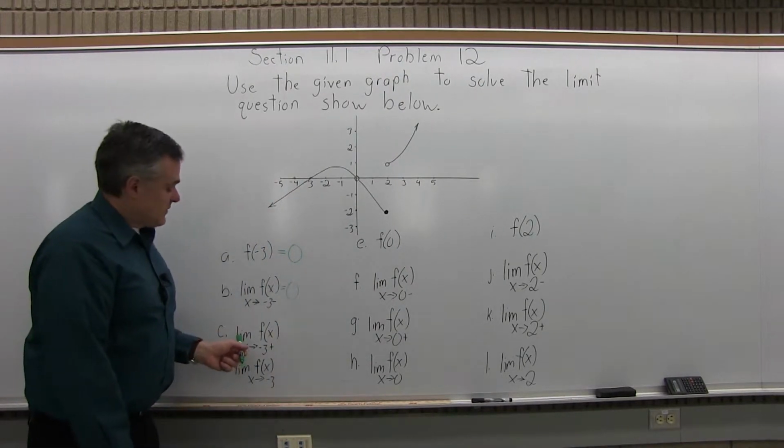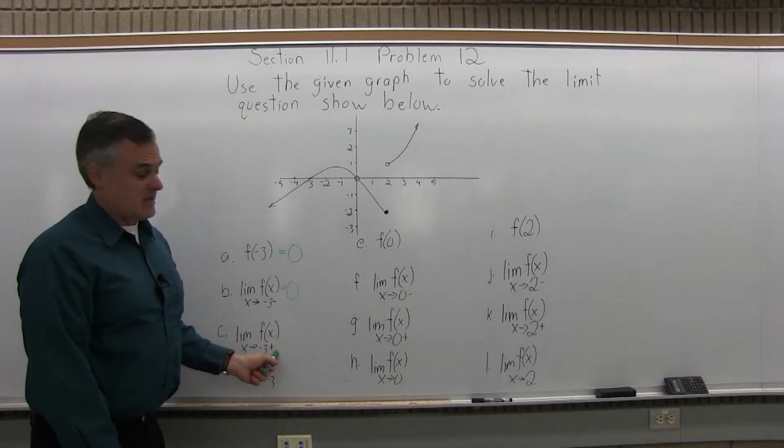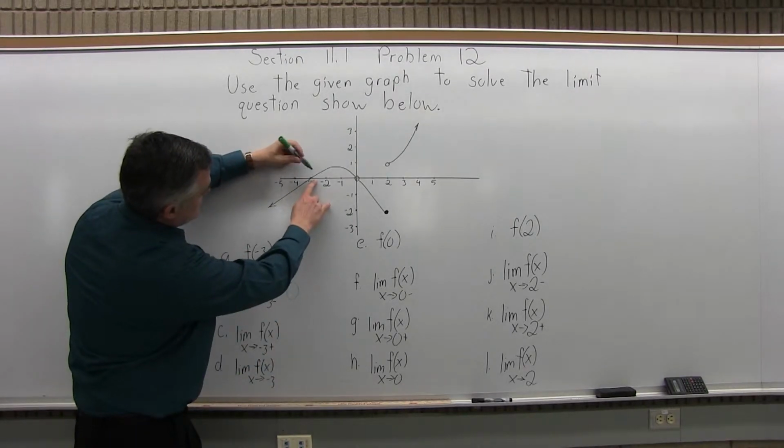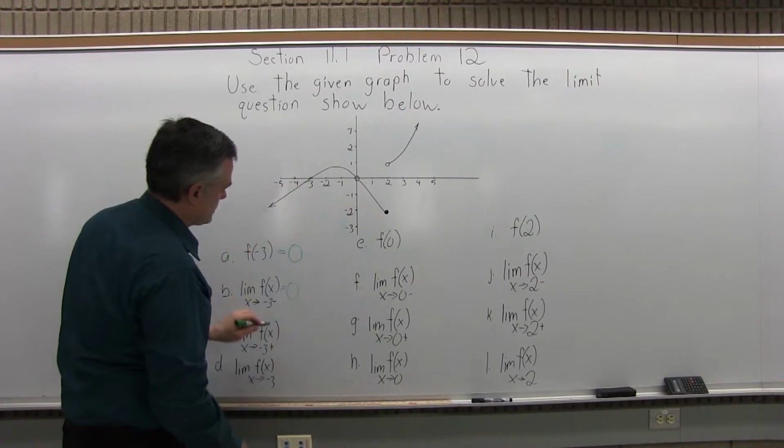Part C says, find the limit of the function as x approaches negative 3 from the positive side. So from the right side, as I'm approaching negative 3 from values slightly larger than negative 3, the plus side of negative 3, my y values or outputs are also approaching 0.